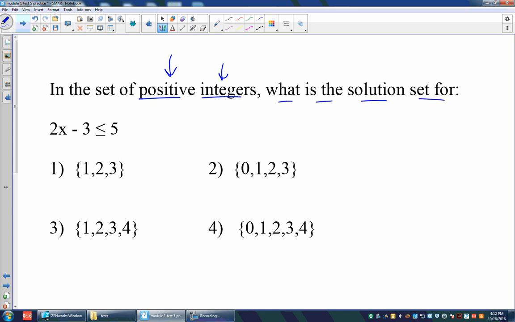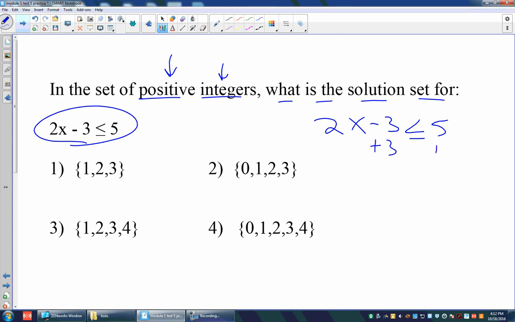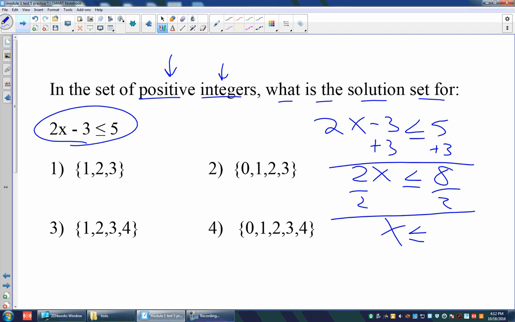What is the solution set for that problem right there? 2x minus 3 is less than or equal to 5. When I add 3 to both sides, I get 2x is less than or equal to 8. I divide by 2, x is less than or equal to 4. Okay, so x is less than or equal to 4. Since it's less than or equal to 4, it has to have 4 in the solution set.